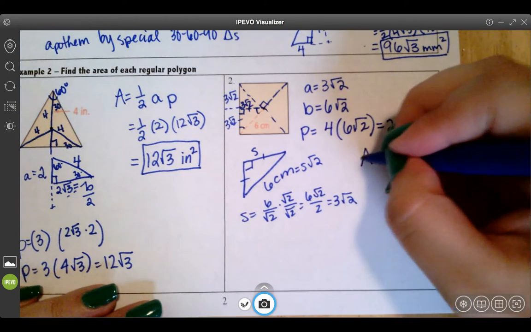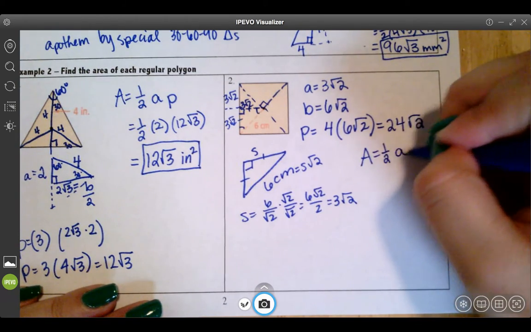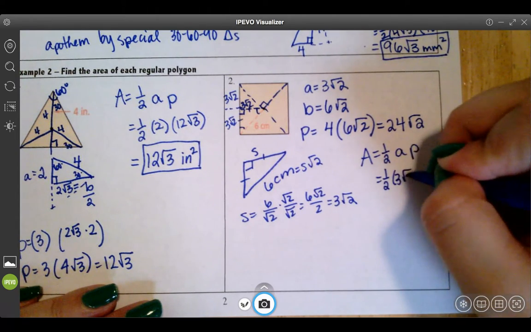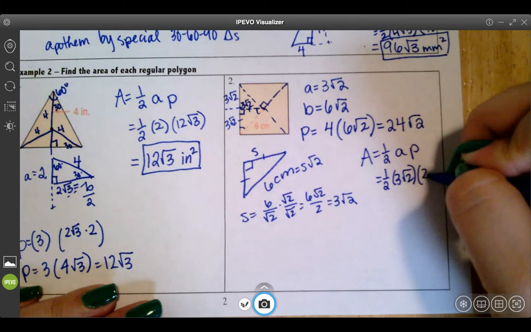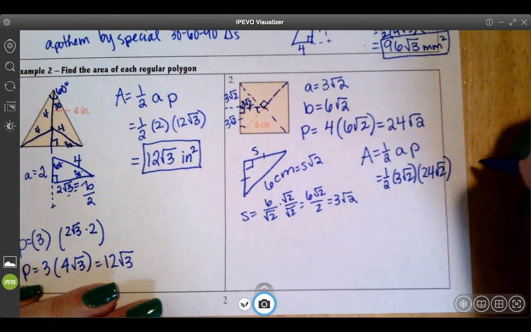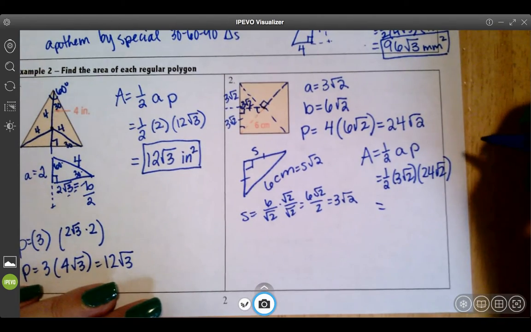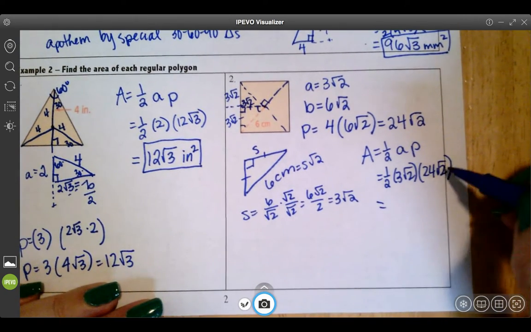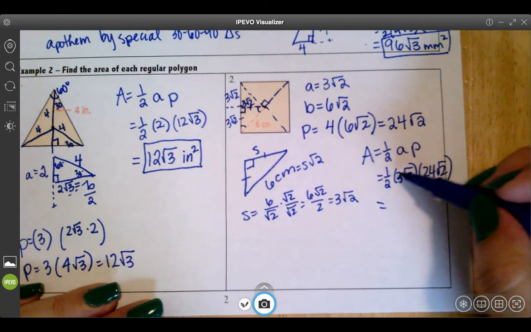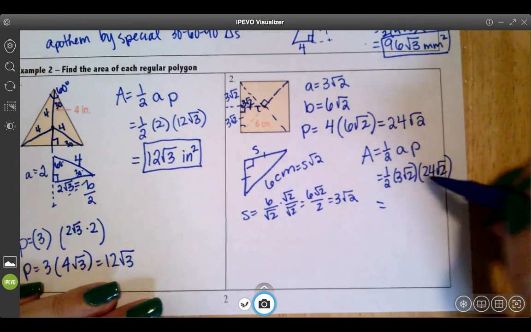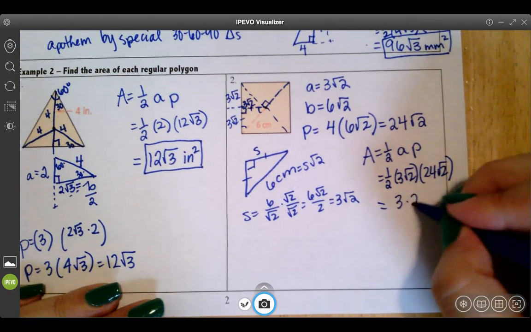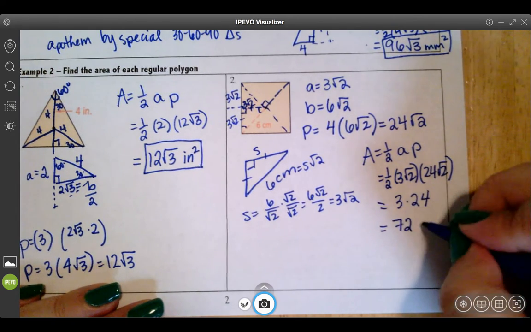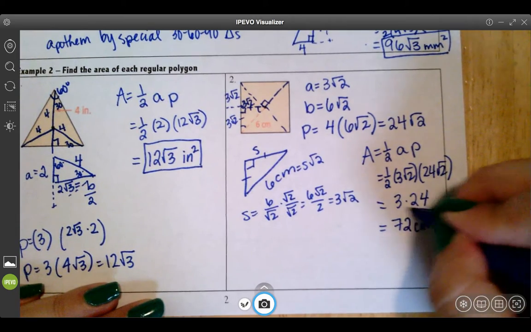The area equals 1/2 AP. 1/2, apothem is 3 root 2. Perimeter is 24 root 2. You can put this into your calculator or you can calculate it by hand. Square root of 2 times the square root of 2 will give you 2, times 1/2 is 1. So really what we're calculating is 3 times 24, 72. Our units here are squared centimeters.